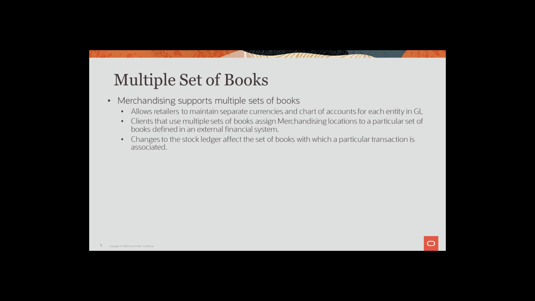Multiple set of books, or multi-ledger functionality, allows retailers to maintain separate currencies and chart of accounts for each entity in the general ledger. Retailers that use multiple set of books assign merchandising locations to a particular set of books defined in the retailer's external financial system. For example, one set of books may be created for each country of operation. Changes to the stock ledger affect the set of books with which a particular transaction is associated.